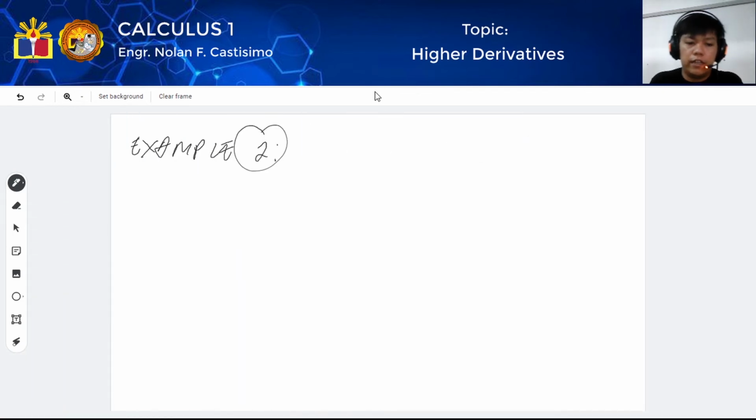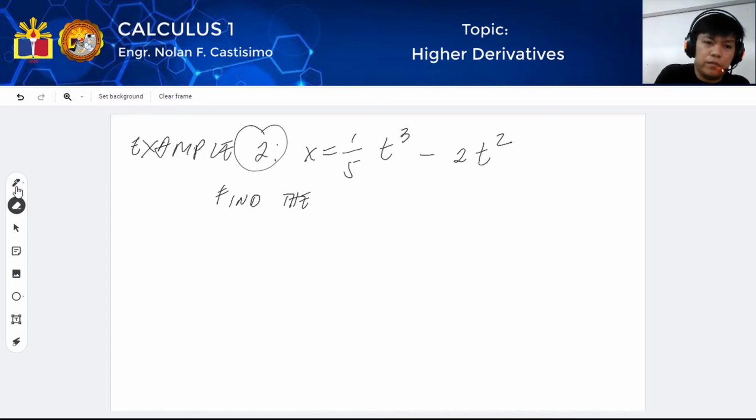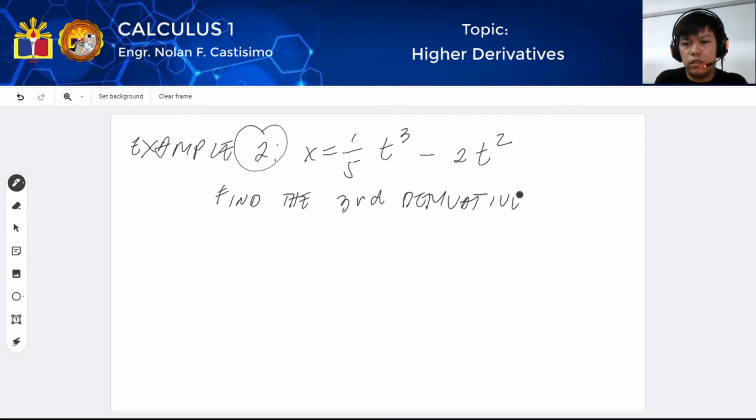Example number 2, try natin yung x is equivalent to 1 over 5 t cubed minus 2t square. Okay, yan. So, ang domain natin dito is t. And ang hinahanap dito is find the third derivative. Third derivative ang hahanapin natin dito. So, yan. Find the third derivative.